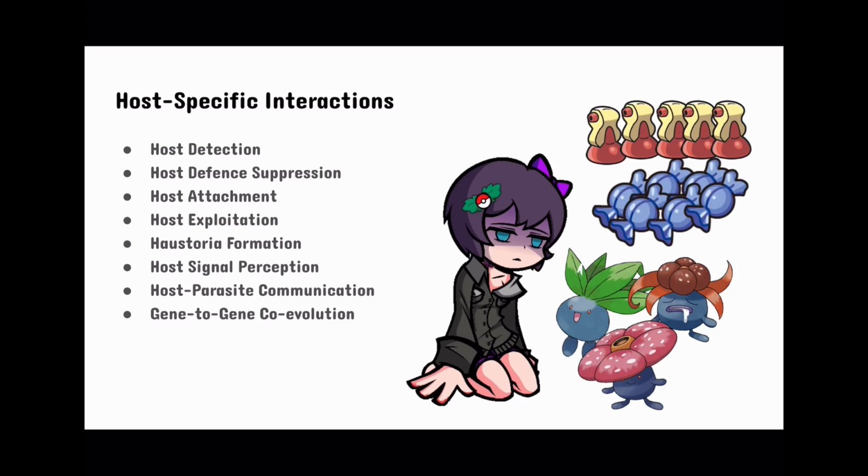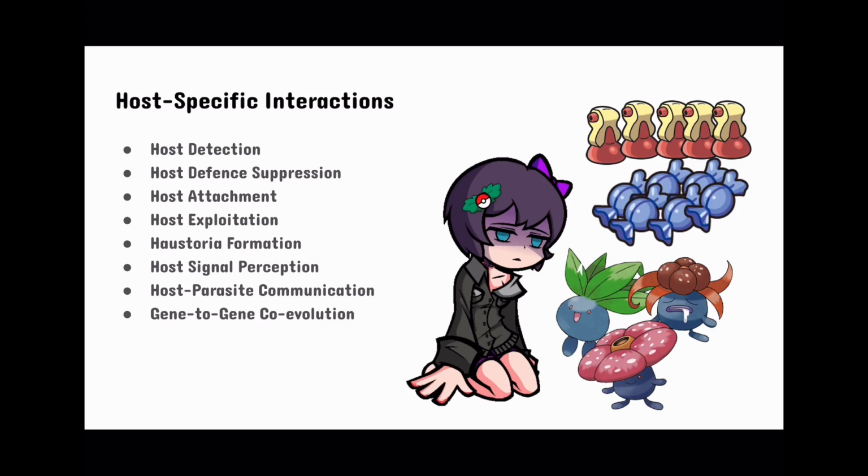And then for haustorium formation, when attached, the parasite secretes cell wall degrading enzymes to penetrate through the host tissue. For host signal perception, the parasitic plants perceive and respond to host-derived molecular signals to regulate their own development, such as strigolactones and quinones.